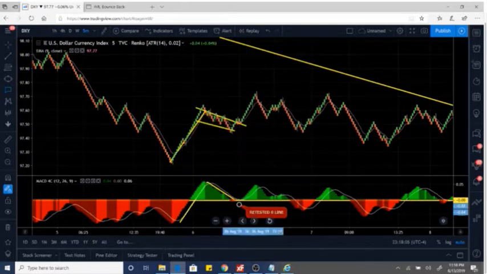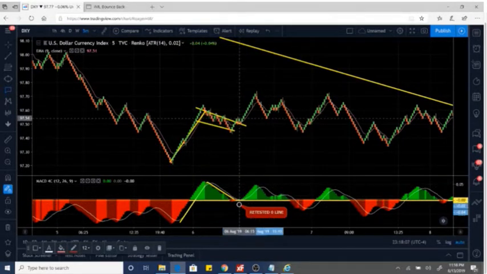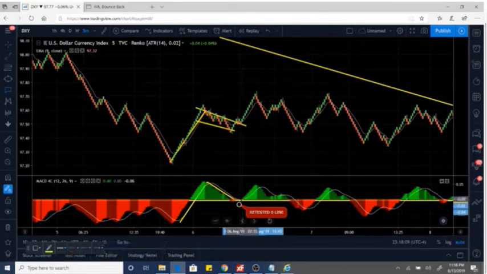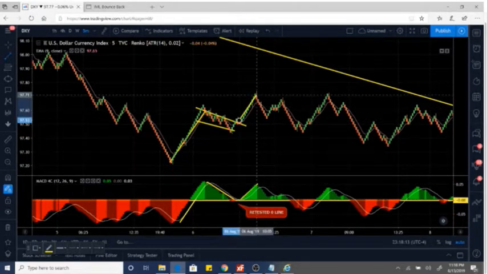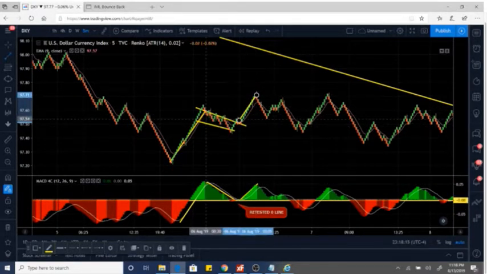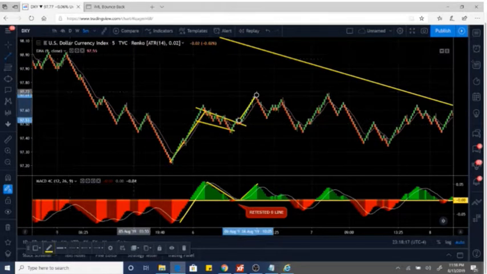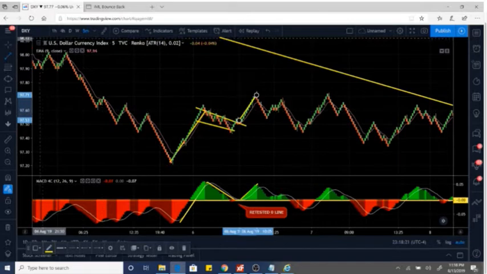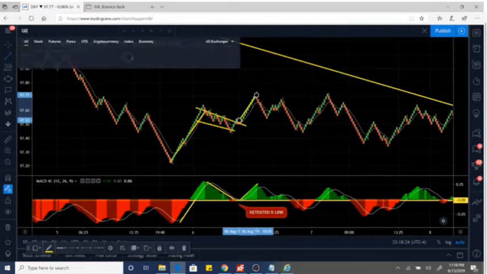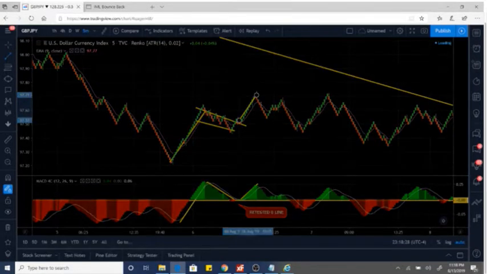Retested zero line. Once it retests, now I'm waiting for that crossover again to go back up. Boom. And that was your move to the upside. So even with flag patterns, it's a lot easier with Renkos to know when to buy, when to sell. Right? I'll give you one more example and then moving on. So that's how I would mark up the charts.